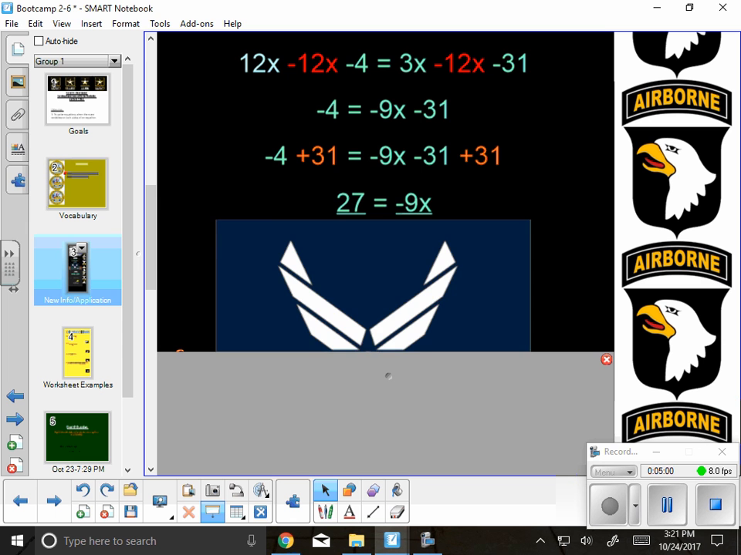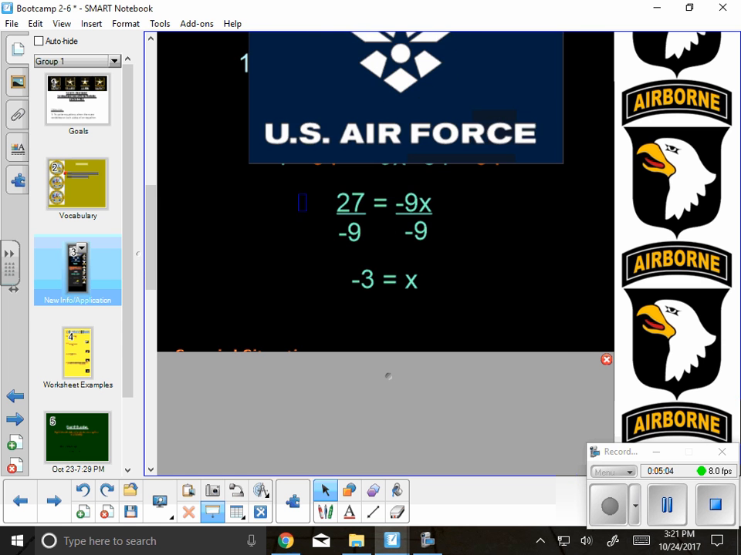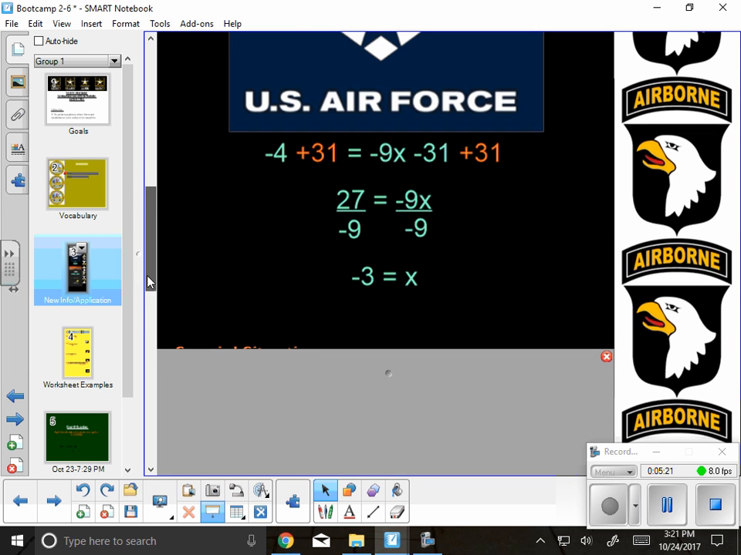So from there, you're going to divide both sides by -9. And when you do that, you're going to end up with x equals -3. And again, go ahead, plug that right back into the original equation. Once you do that, you're going to realize that -3 is the only possible answer for this equation.